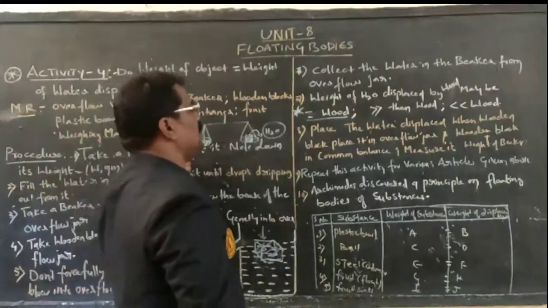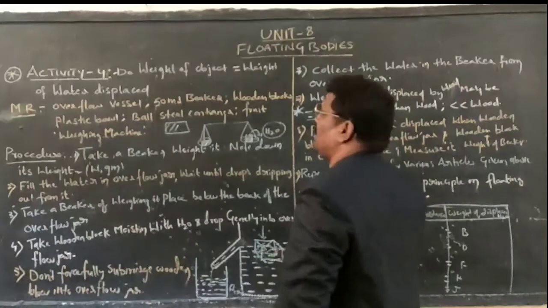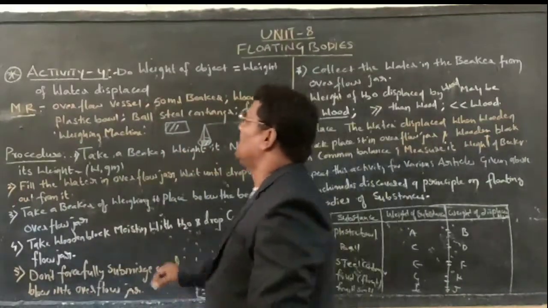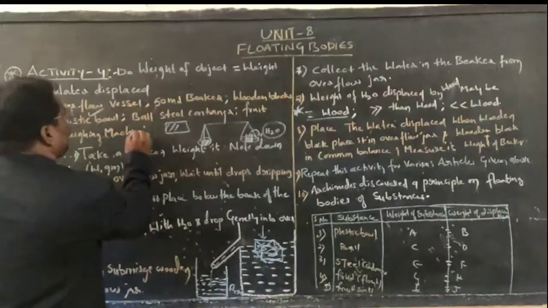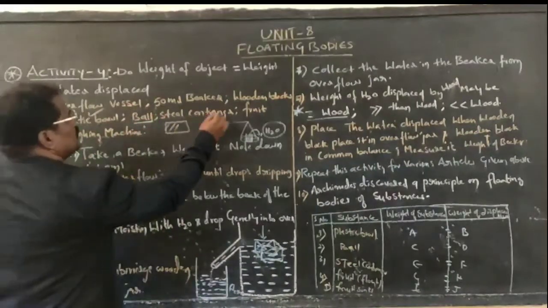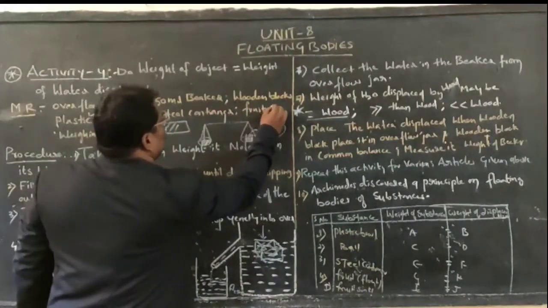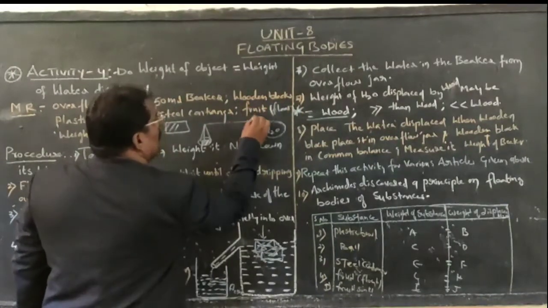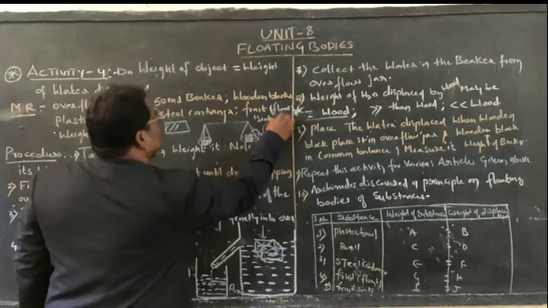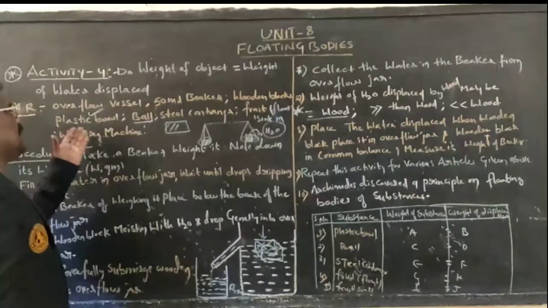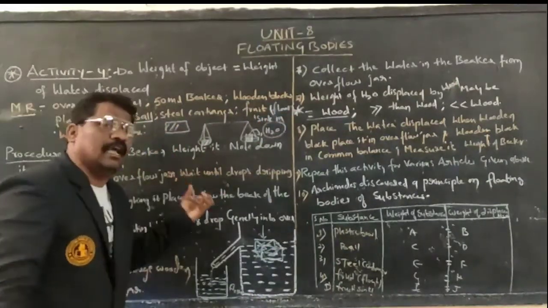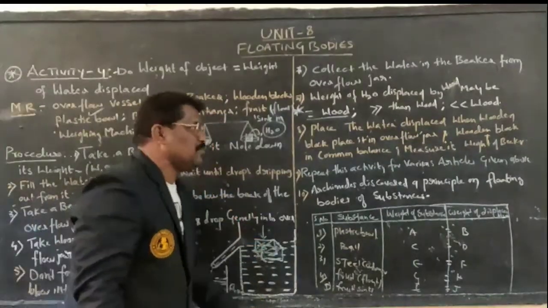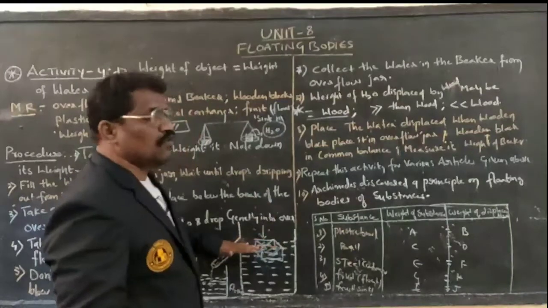Similarly, after taking this wooden block, perform this experiment for various articles such as the plastic ball, the steel container, and a fruit which is floating on water or which is sinking into the water. Taking each article individually, repeat this experiment by completely filling the overflow jar.